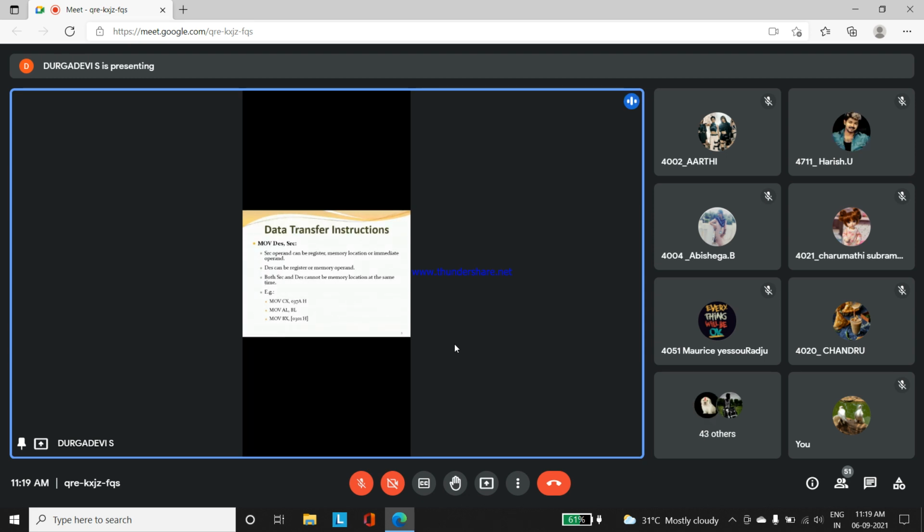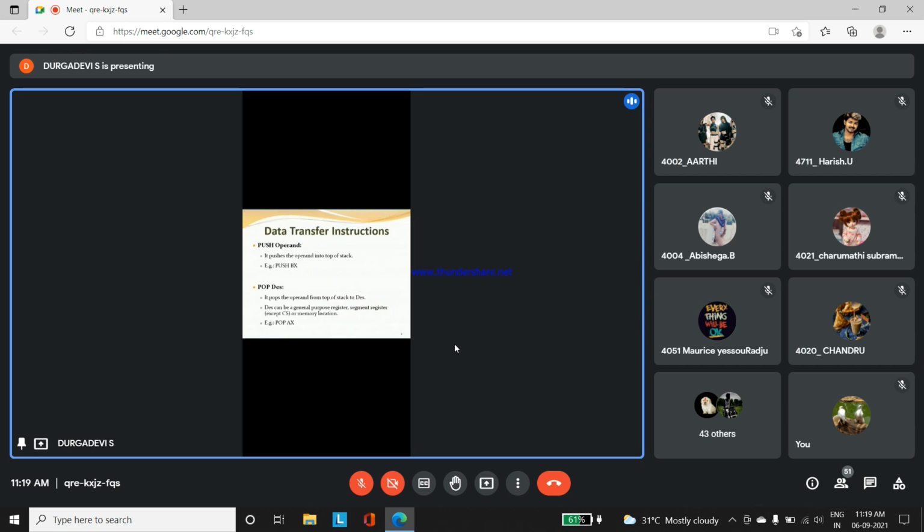MOV BX, [0301]. What is the difference between the first instruction and the last instruction? The last instruction tells you it's a memory location. When I put a square bracket, if inside the square bracket I am writing 0301, it is indicating an address. Within square brackets means address. From that memory address, whatever data is there, you are transferring the data to your processor register BX. Is it clear, everyone? This is the simple move instruction.